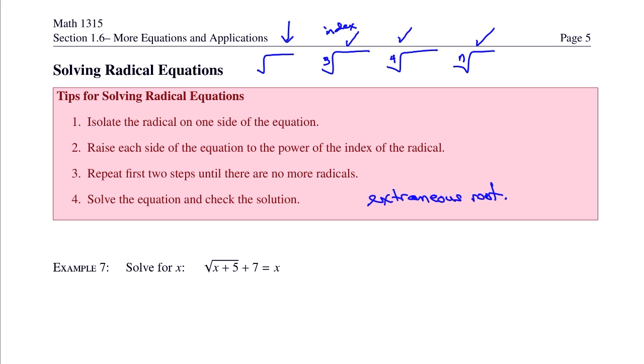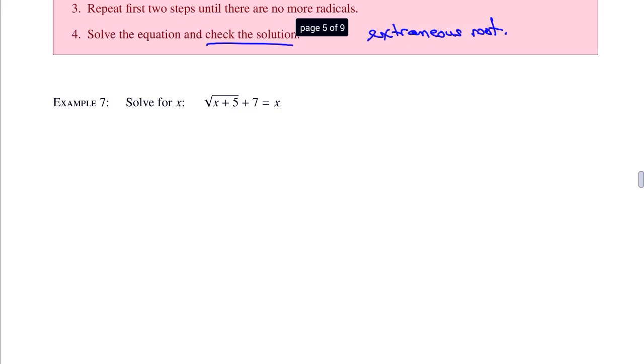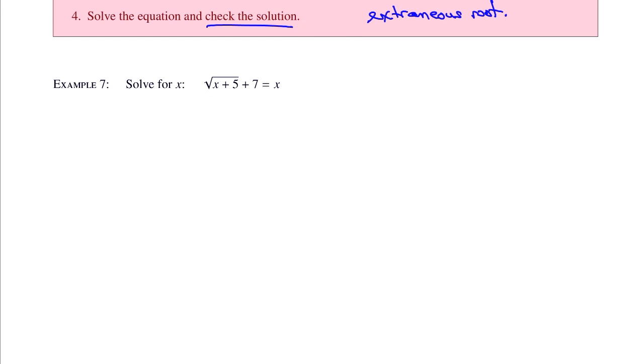And so you'll definitely need to check the solutions on each of these. Let's look at example 7. Solve for x. We have the square root of x plus 5, and then plus 7 outside the radical is equal to x. So step 1 is isolate the radical on one side of the equation.